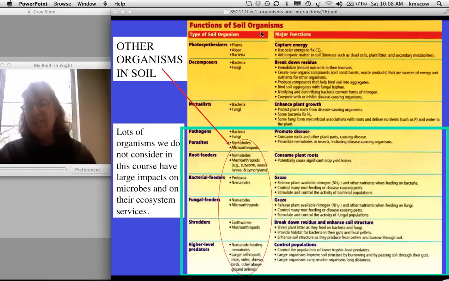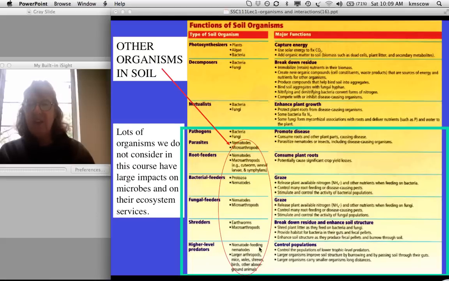And this gives an overview of functions of soil organisms, so photosynthesizers, decomposers, mutualists, but then also root feeders, so that's one role of some of the larger organisms in soil, the fauna, but also bacterial feeders, fungal feeders, these predators. And remember, the front line in the food web are the shredders that are really important for breaking down organic matter and inoculating it, and providing opportunities for a lot of other organisms to deal with their byproducts.